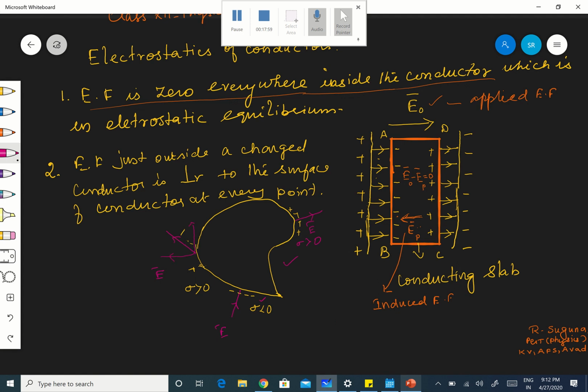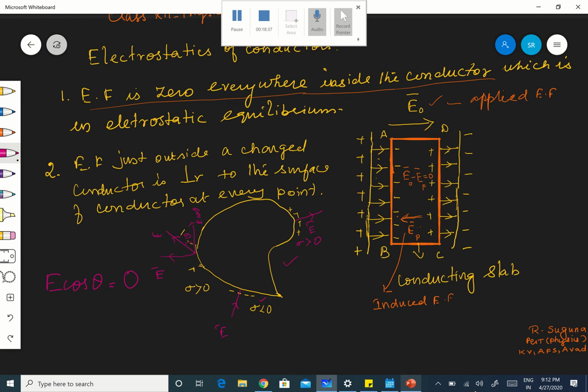If the angle is theta, the tangential component of E is E cos theta. Theta is the angle that the electric field intensity makes with the tangent. It is seen that there is no field along the tangent to the surface, therefore E cos theta is equal to 0 here.